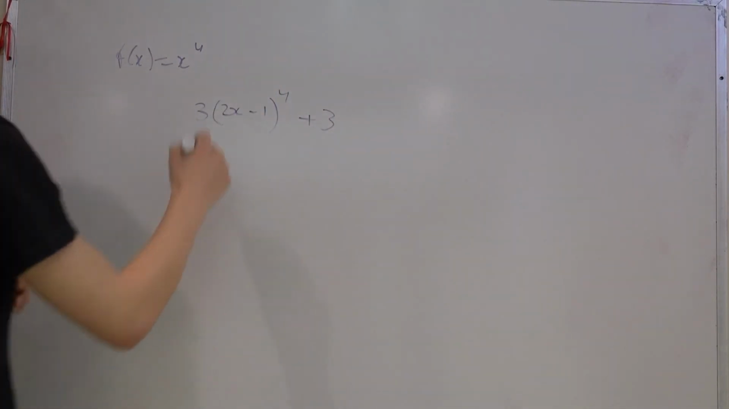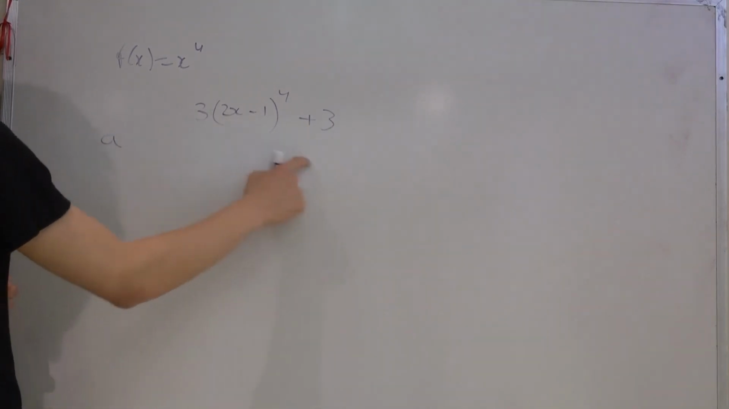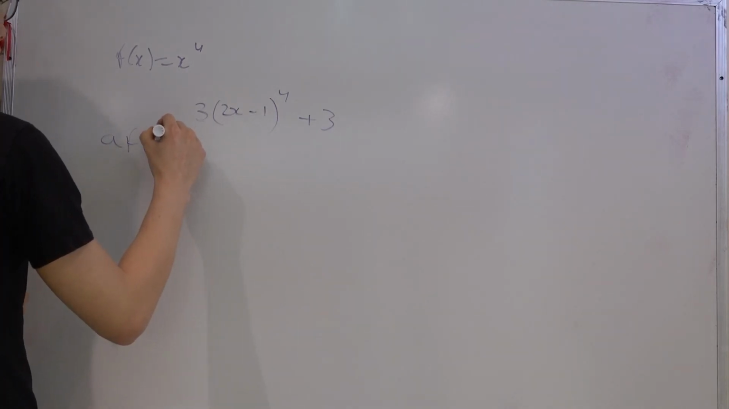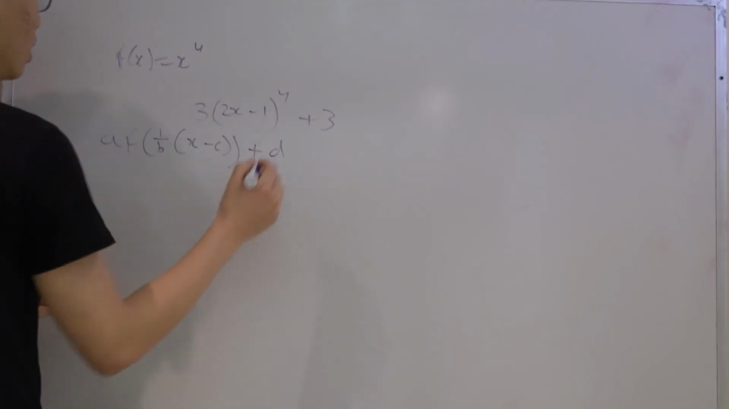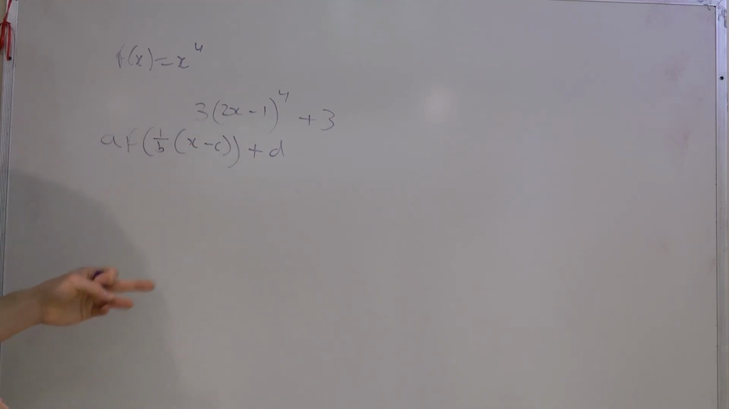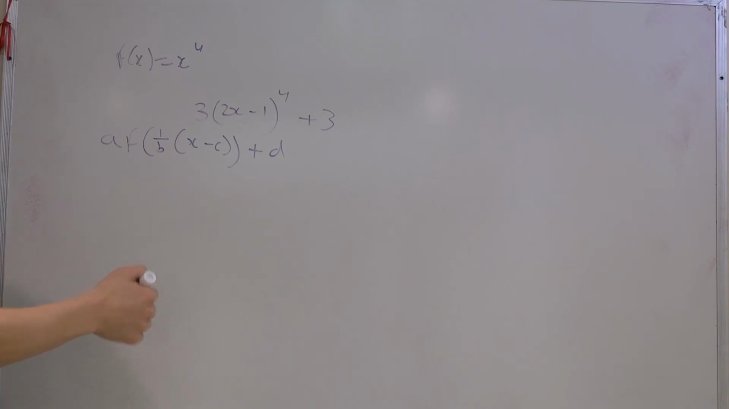Remember here, f of x is equal to x to the 4, and we want our expression to be in the form a times f of (1 over b)(x minus c) plus d. I always check this because sometimes, like in this case, you don't get something that's exactly in this form. If you think, for example, that b happens to be 1/2, or maybe you think b is 2, that's an even bigger mistake. Then you're going to run into problems. So watch how I tackle this.